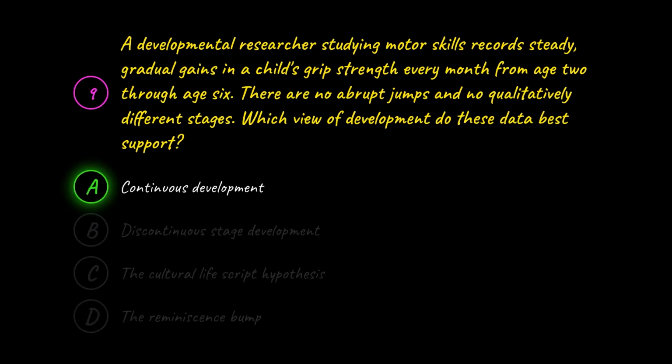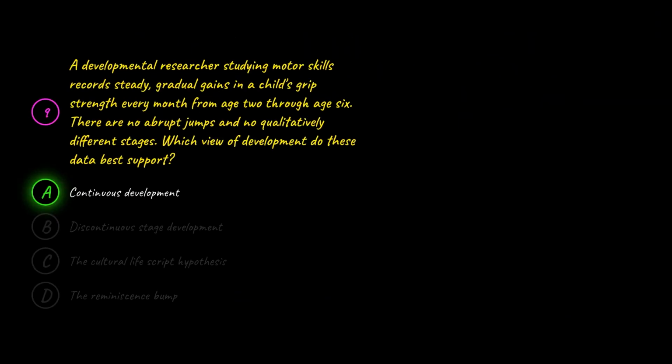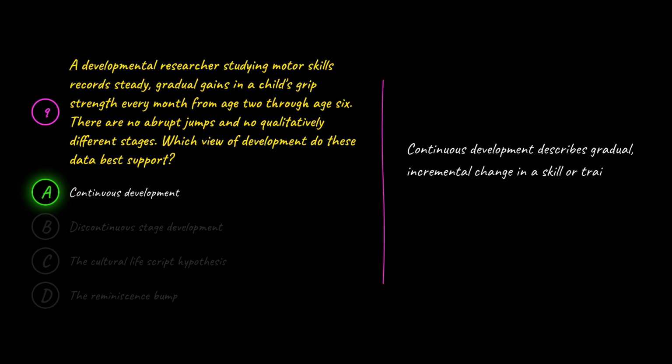The correct answer is A. Continuous development. A is correct because continuous development describes gradual, incremental change in a skill or trait, exactly the pattern of steady monthly gains the researcher observed.